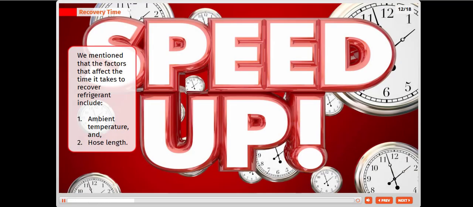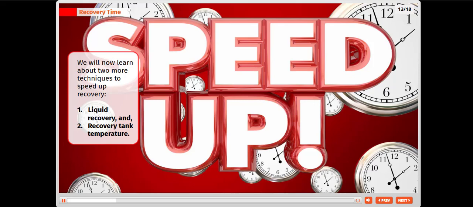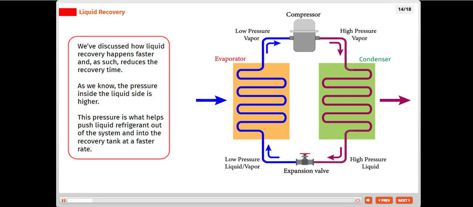We mentioned that the factors that affect the time it takes to recover refrigerant include ambient temperature and hose length. We will now learn about two more techniques to speed up recovery: liquid recovery and recovery tank temperature. We've discussed how liquid recovery happens faster and, as such, reduces the recovery time. As we know, the pressure inside the liquid side is higher. This pressure is what helps push liquid refrigerant out of the system and into the recovery tank at a faster rate.